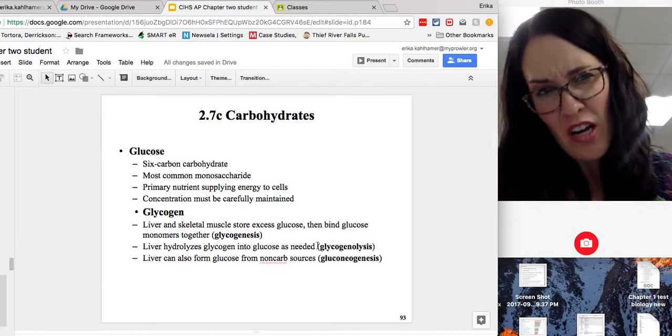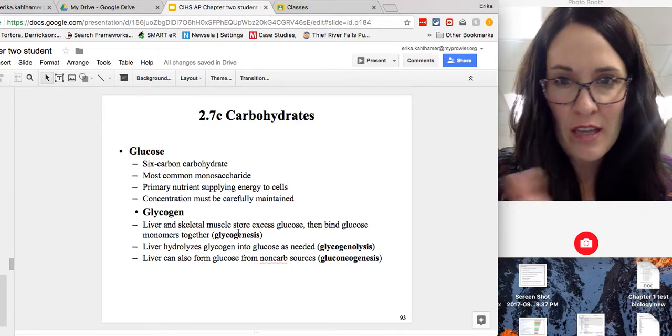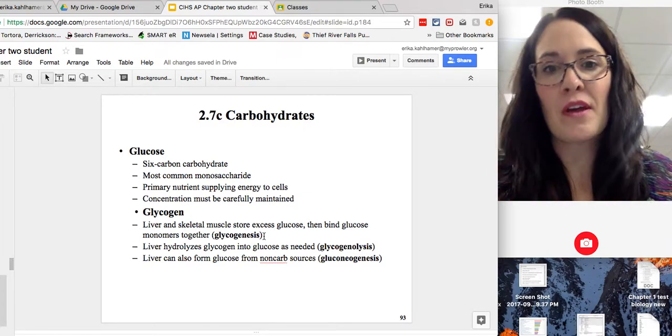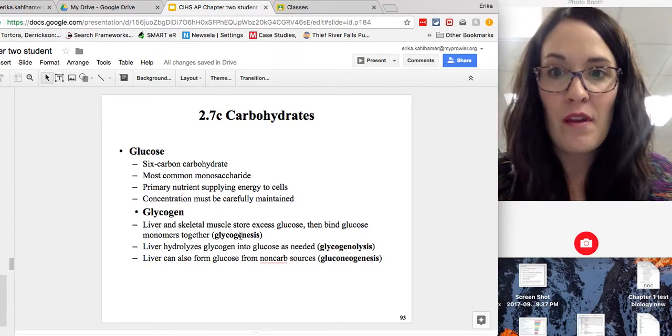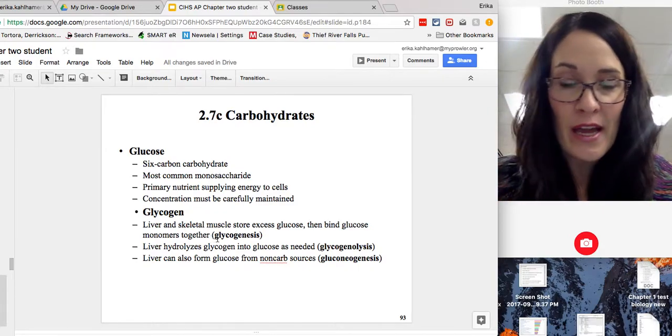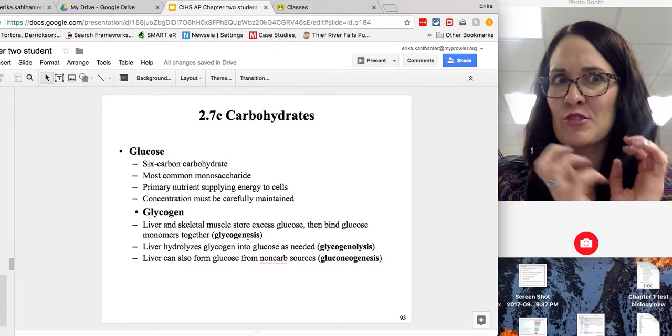Now here's a whole bunch of awesome words. Let's talk about what they mean. Glyco, we're talking about sugar, glucose. Genesis, we're going to make something. So when we make glycogen, it's called glycogenesis. It stores it in the liver.